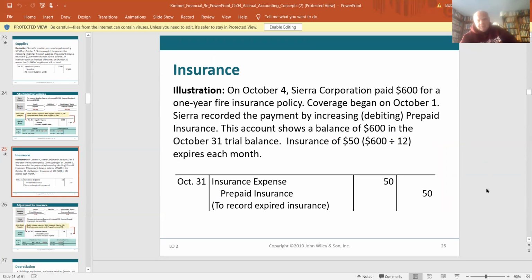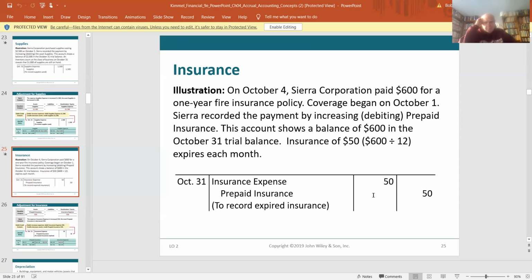Insurance, that's my favorite. This is the one that makes it most clear, I think. They purchased an insurance policy for $600. $50 of it does go into October, but $550 is going to be in the future after October. So how much of the $600 insurance policy have they consumed? Have they gotten the benefit of? They got the benefit of the 1 month, which is 600 divided by 12, and there you go. You got $50. Debit insurance expense, credit prepaid insurance.